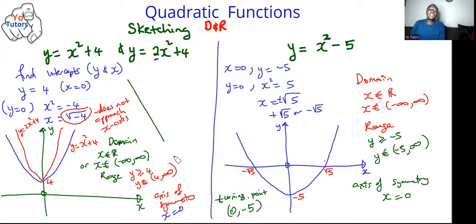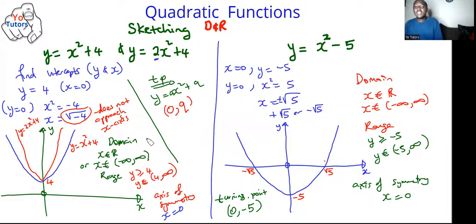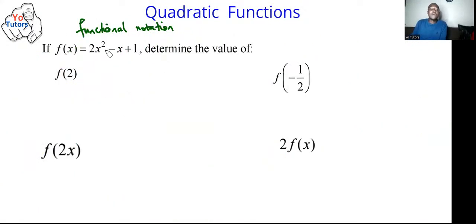So the turning point for quadratic functions, for the graph of y equals x squared plus q, we know that this turning point is going to be equal to 0 and q. That's our turning point always when we are dealing with this type of graph. Now let's move on to the last part of our session today.